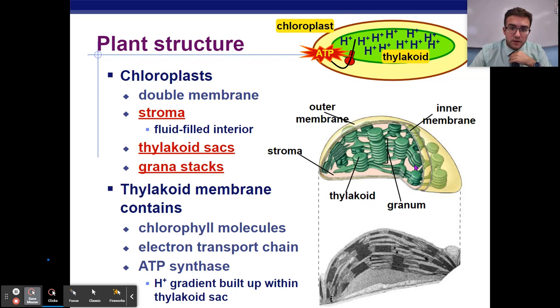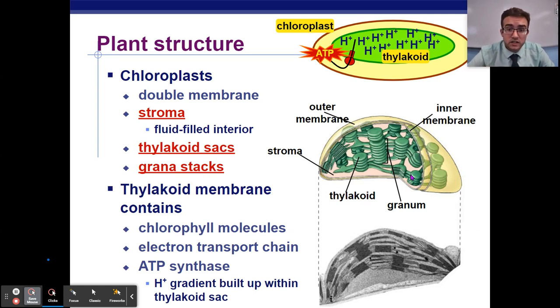The chloroplast, much like the mitochondria, is also made of a double membrane that has an inner and outer membrane. And then the inside here looks hollow, but it's actually not. It's filled with a fluid, which we call the stroma. So the stroma is the fluid-filled interior of the chloroplast. Most mesophyll cells, the cells where photosynthesis happens, will have between 30 and 40 chloroplasts in them. The thylakoid is where the light reactions take place, and the stroma is where the light-independent reactions take place.